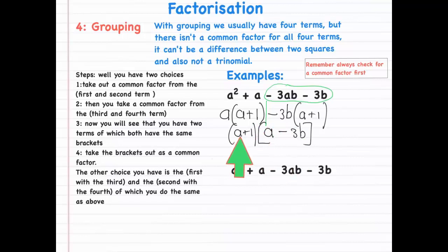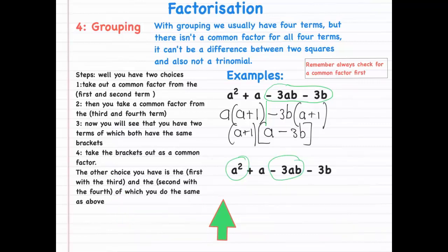Because after you take out a common factor, you take the original term divided by that, and that original term divided by that to give me the 3b, right? Okay, we've been through that. Now, what's the other choice? The other choice we have is we can take out a common factor from the first with the third term.